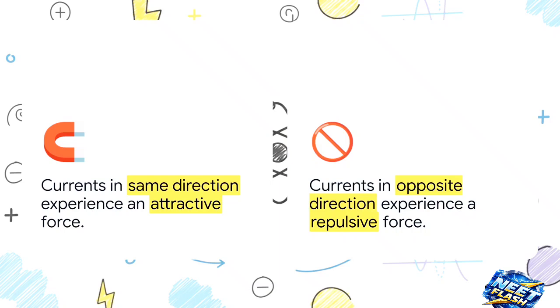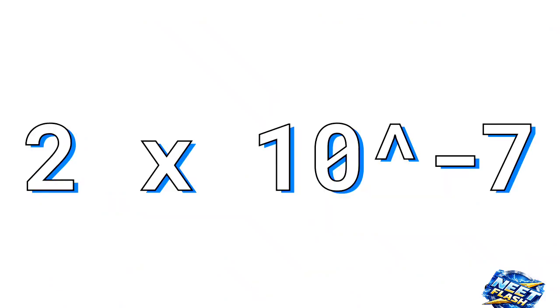But with parallel wires, if the currents flow in the exact same direction, they actually attract and pull towards each other. If the traffic flows in opposite directions, their magnetic fields clash, creating a repulsive force that literally pushes the heavy wires apart. Now, look at this highly specific number.